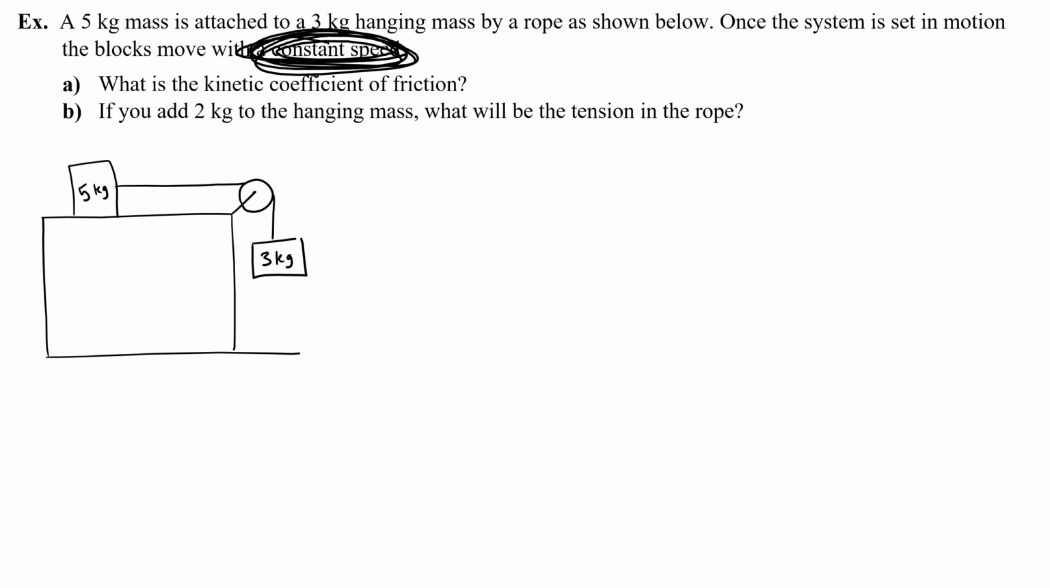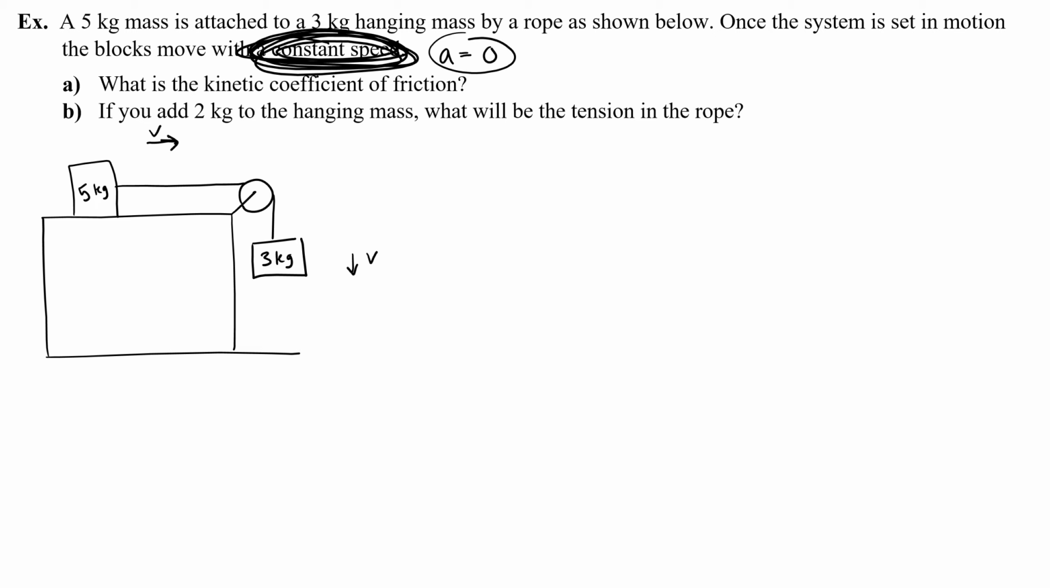So constant speed, what does that mean? Well, again, just like in the last problem, the acceleration is 0. And automatically, I know that all the forces are balanced. So even though this 5 kilogram block is going to move to the right and the 3 kilogram block is going to have a velocity down, that's a constant velocity, and the acceleration is still 0, so the forces are balanced.